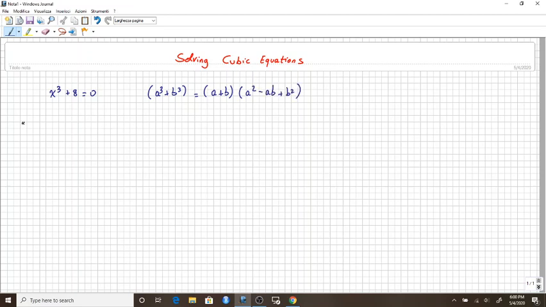So what's a, what's b? Well, I know that x cubed is the same as a cubed. I know that b cubed is the same as 8. So I know that a is equal to x, and b, well, which number multiplied by itself 3 times gives me 8? That will be 2. So here on the left side I have x cubed plus 8.